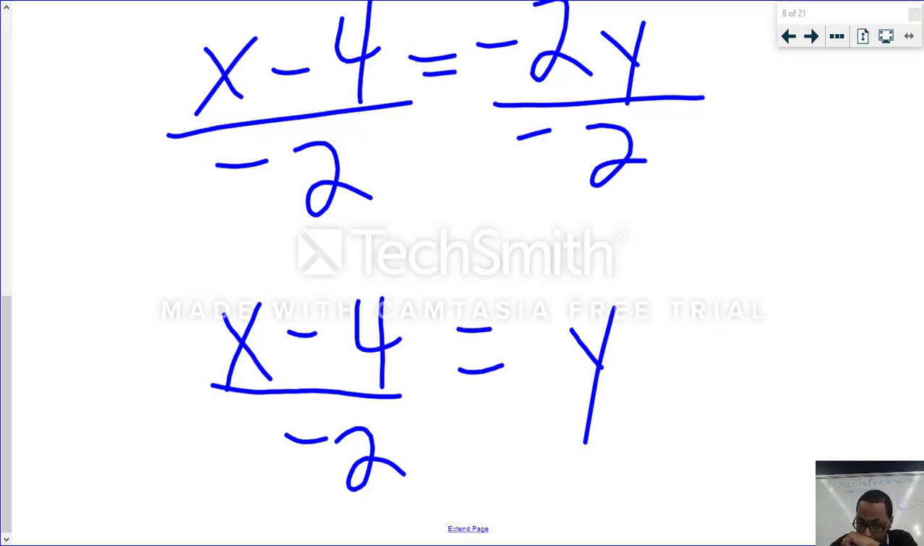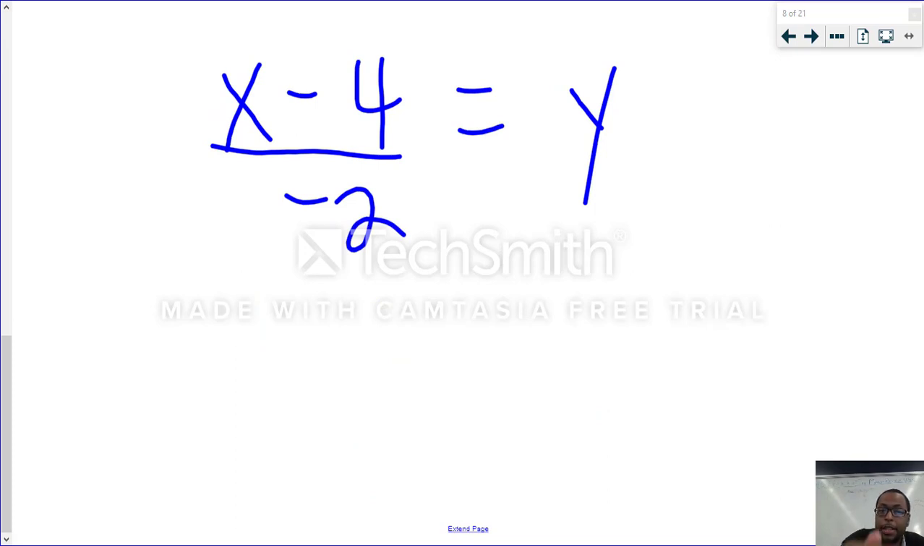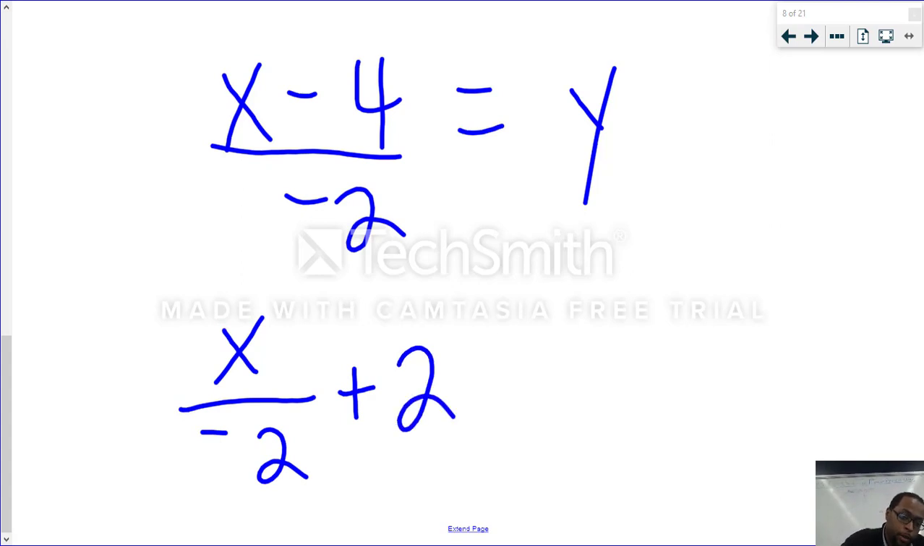Questions? Now, something I could do here, I can simplify. So I'm going to simplify this question. Because I can do negative 4 divided by 2. So I'm going to have x over negative 2 plus 2. Because a negative gives me a positive. So these are your answers. This is how you simplify. Okay? Okay. Moving on.